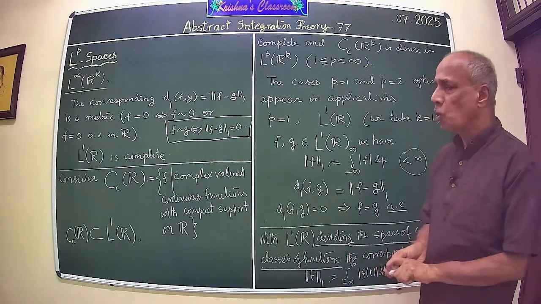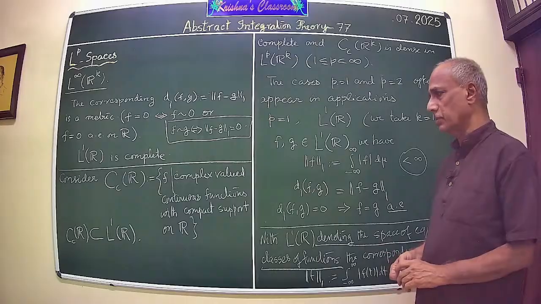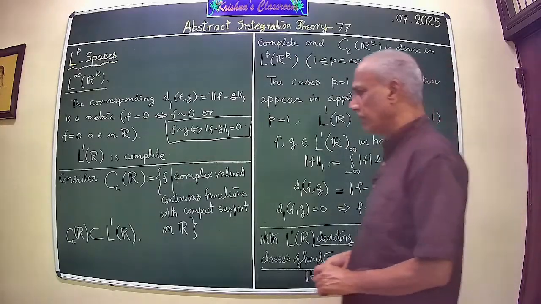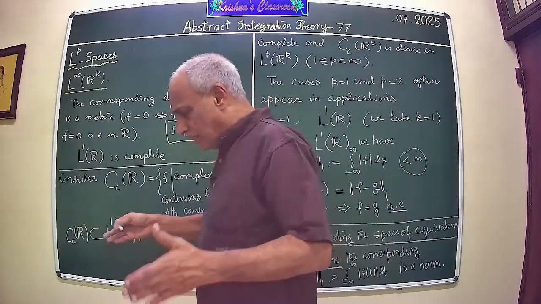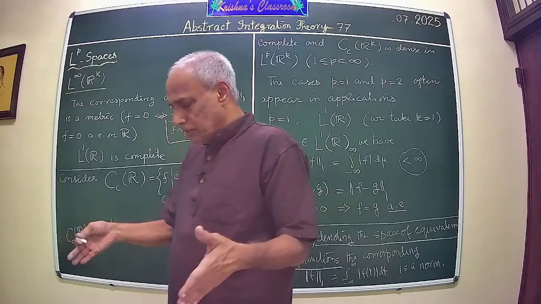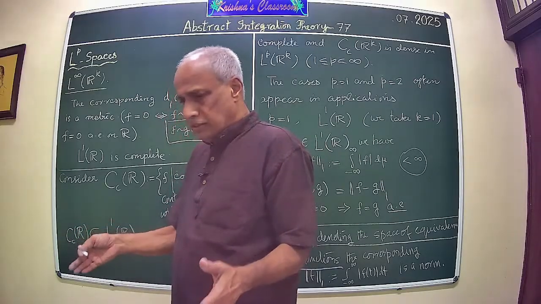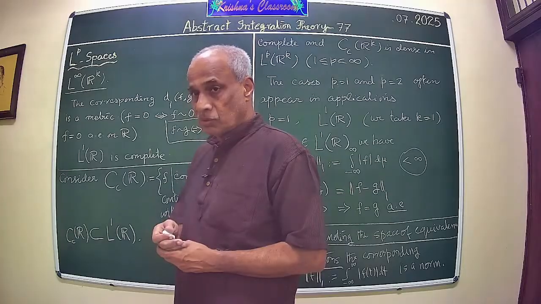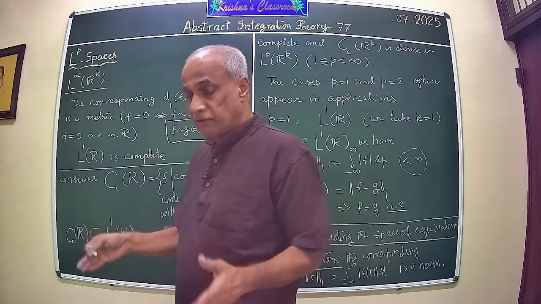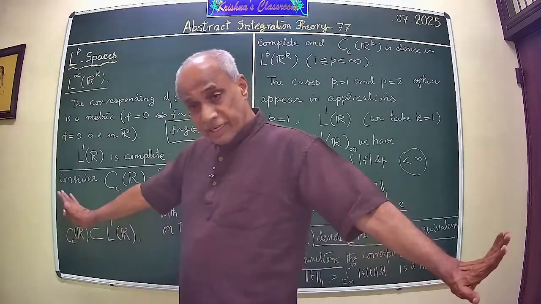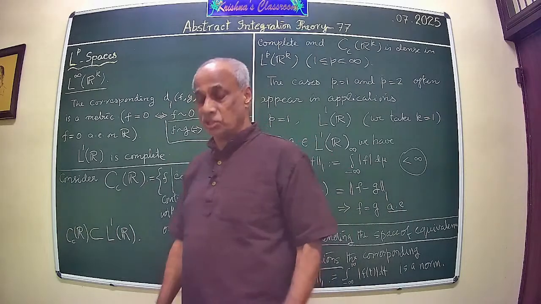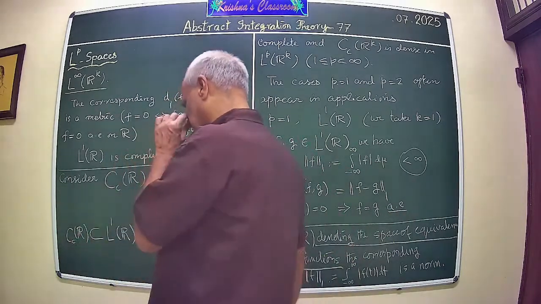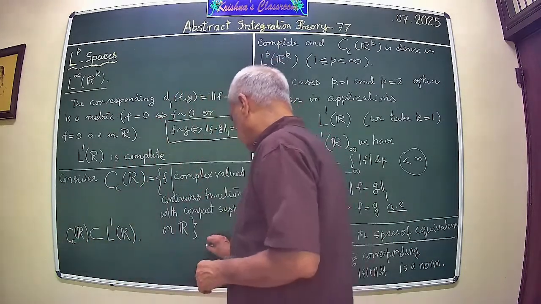Can you say anything more than that? This is the question that you have. The functions are all continuous functions. For each function, there is a support which is a compact subset of R. So only on that compact subset, the function is not equal to 0, outside which the function is identically equal to 0. At the same time, it is continuous.